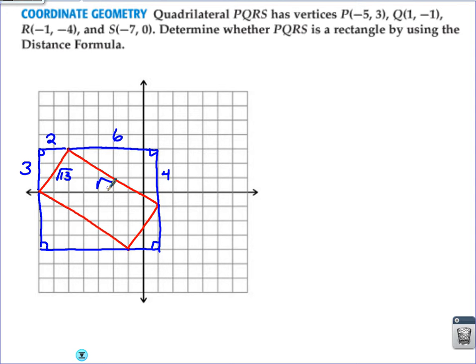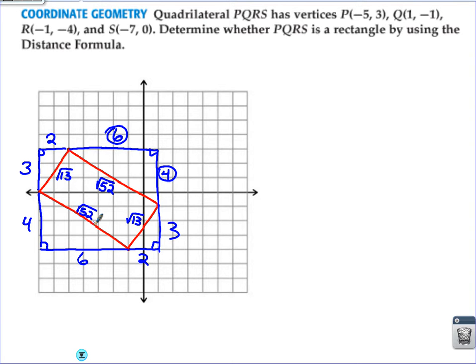Square root of, say it again. This is 36 and 16, square root of 50 what? 52, good. Here you have 2 and 3. Folks, do we have to work it again? No. Square root of 13. Here we have 6 and 4. We don't have to work it again. Root 52. So have we proven that it's a rectangle?